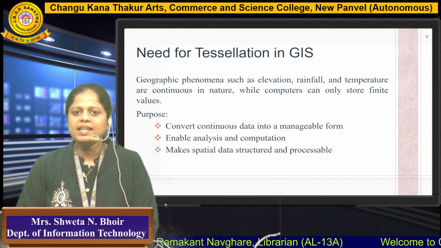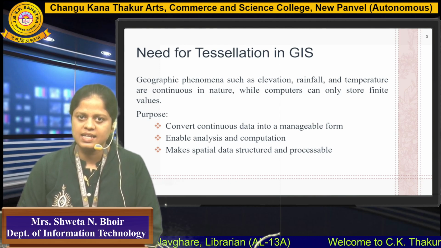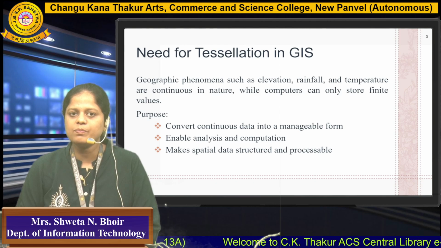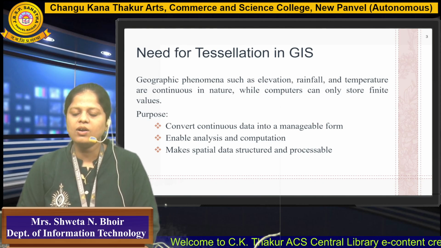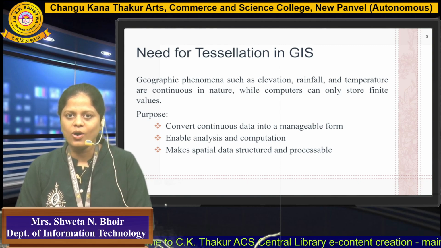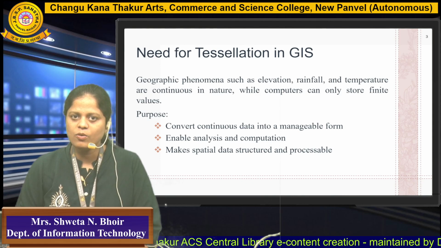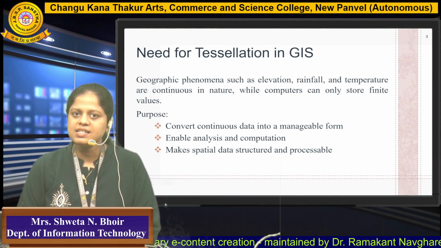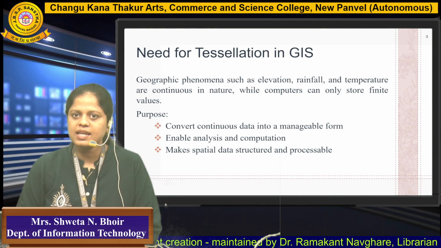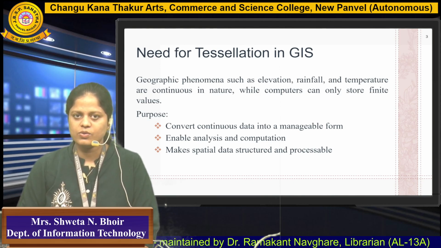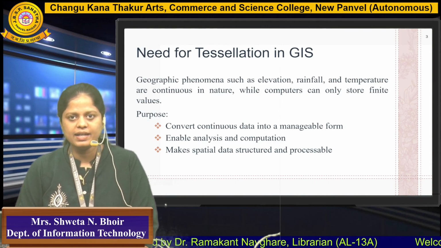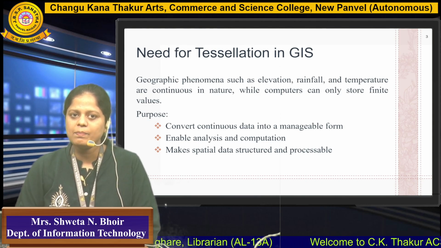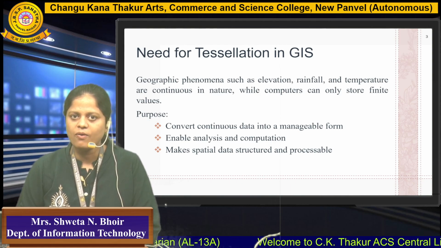Okay, so why is there a need for tessellation in the GIS? Students, as you saw in the earlier lecture, that is a phenomenon. Phenomenon is nothing but what? We are setting the coordinates or points on the area. So these phenomena such as elevation, rainfall, temperature are continuous in nature, while computers can only store finite values. As you all know, computers have the limitation that they only store finite values in the GIS. So these examples show the need for tessellation.